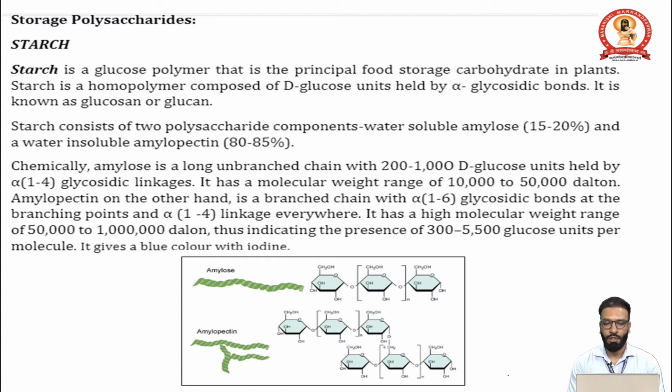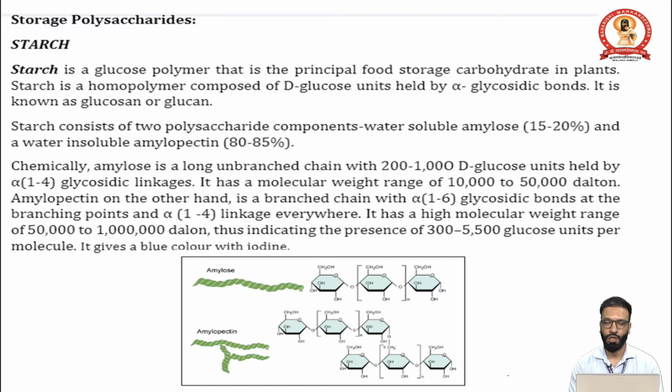Starch consists of two polysaccharide components. One is water soluble and one is water insoluble. The water soluble component is known as amylose, and the water insoluble component is known as amylopectin. It's basically based on the branching. You can see in the figure that amylose is linear, or unbranched, a polymer of glucose units.